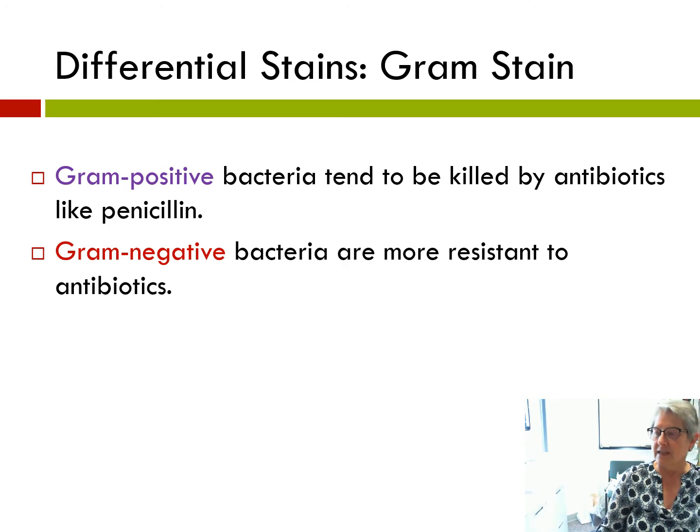Gram-positive bacteria tend to be killed by antibiotics like penicillin. They act against the cell wall. And gram-negative bacteria are more resistant to antibiotics.